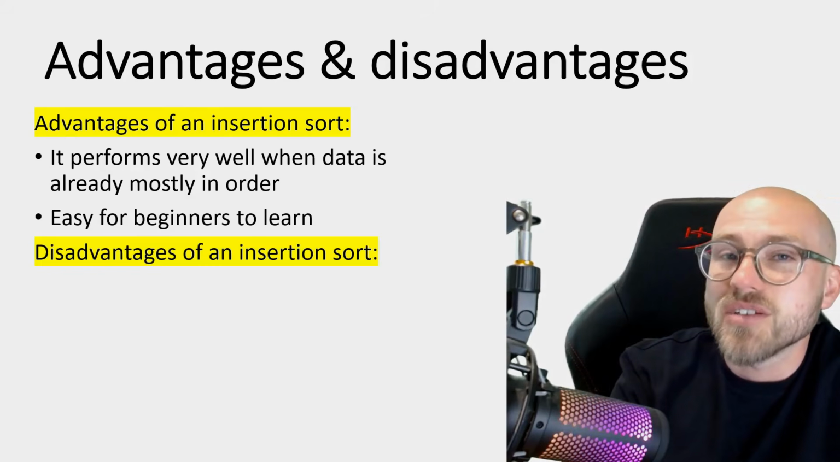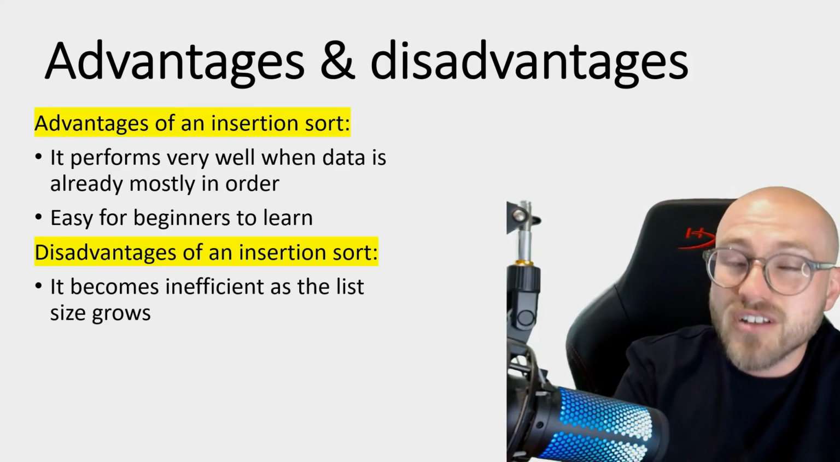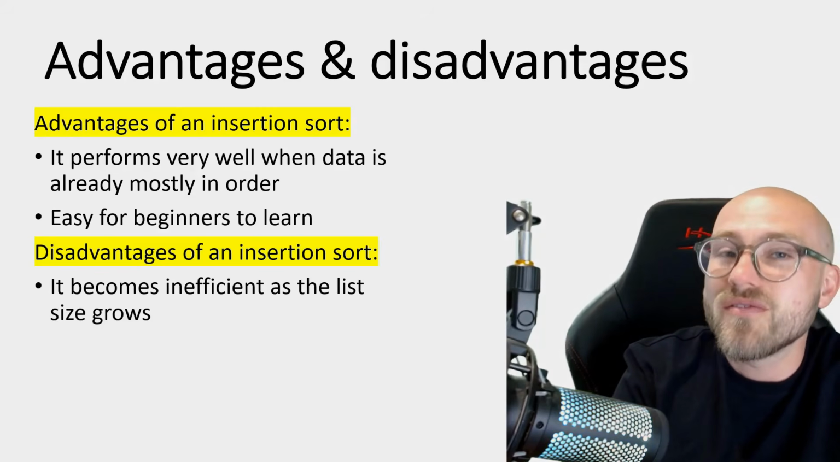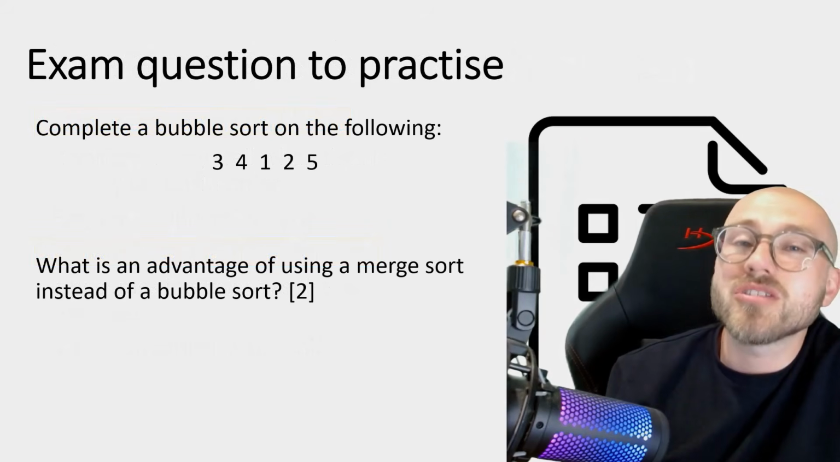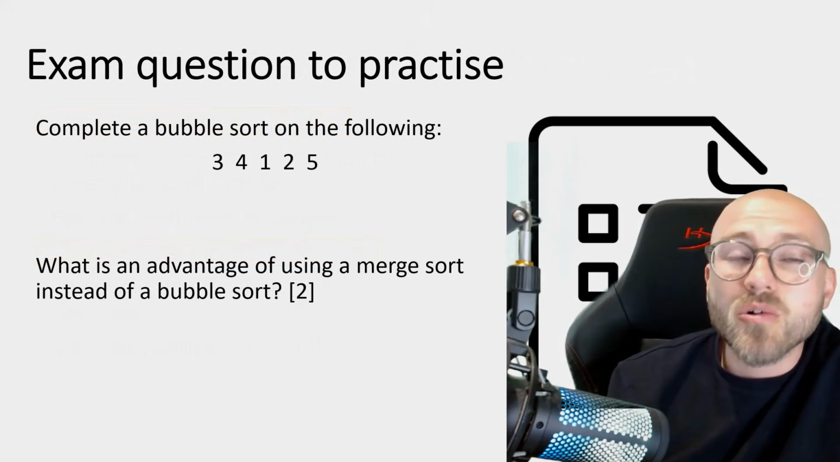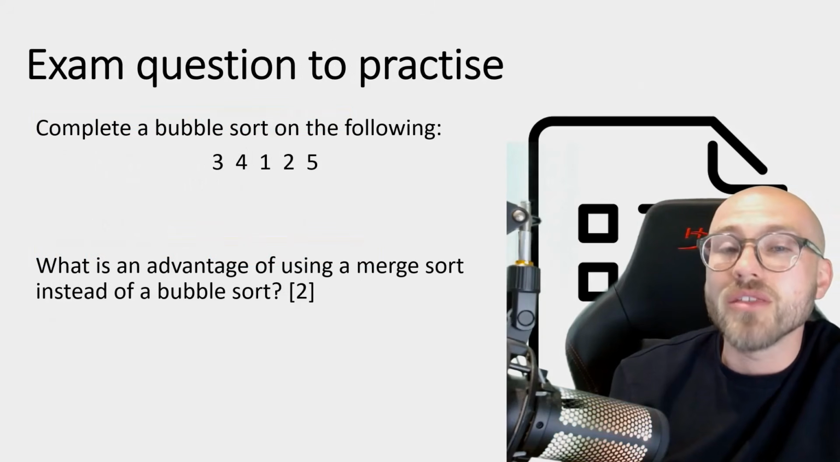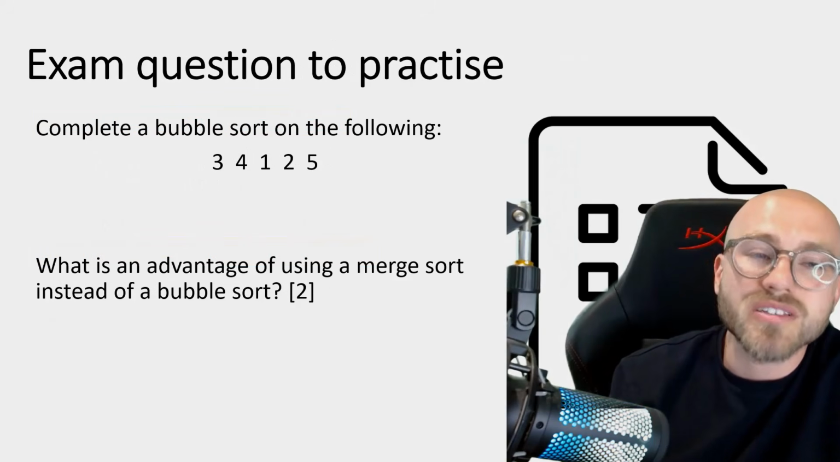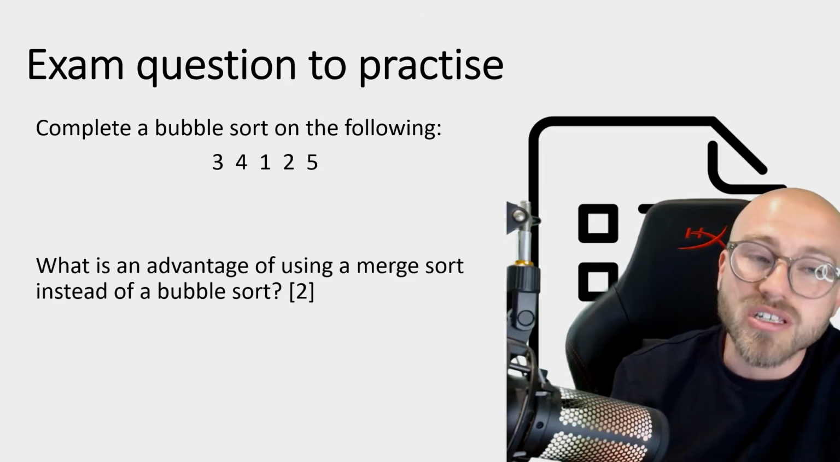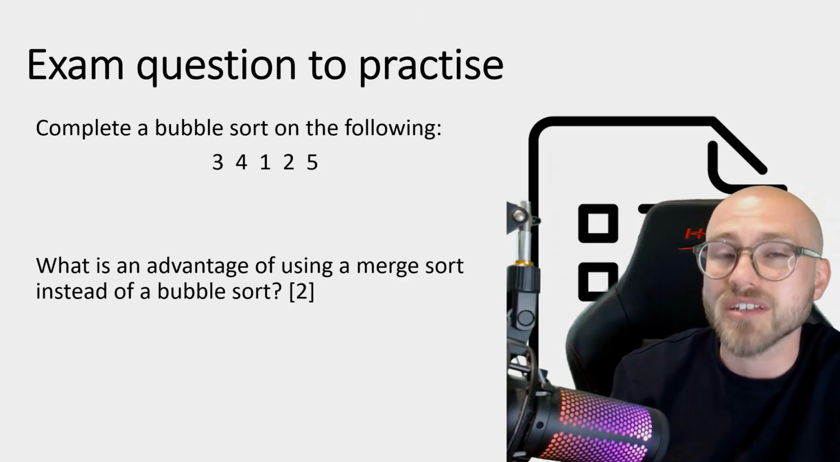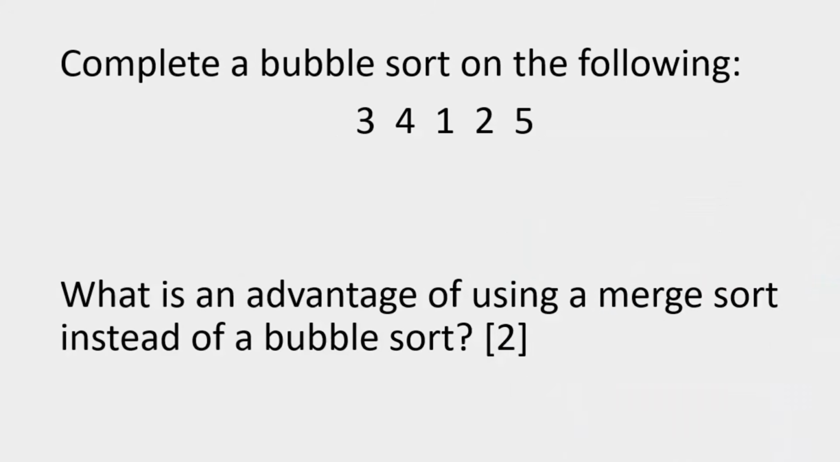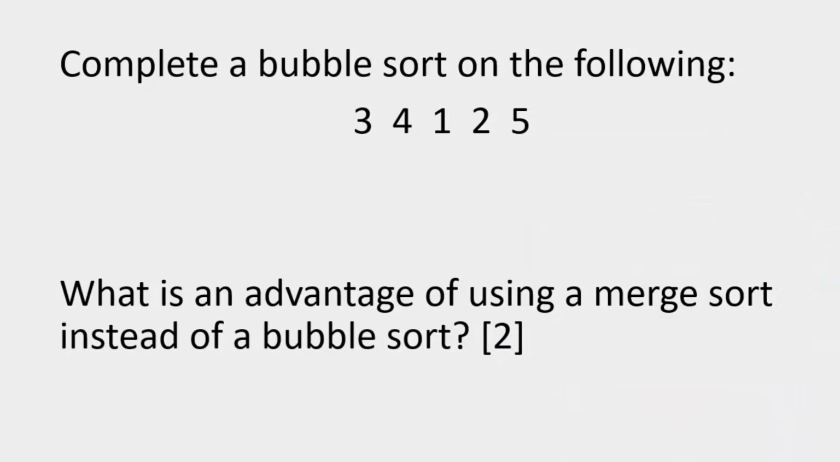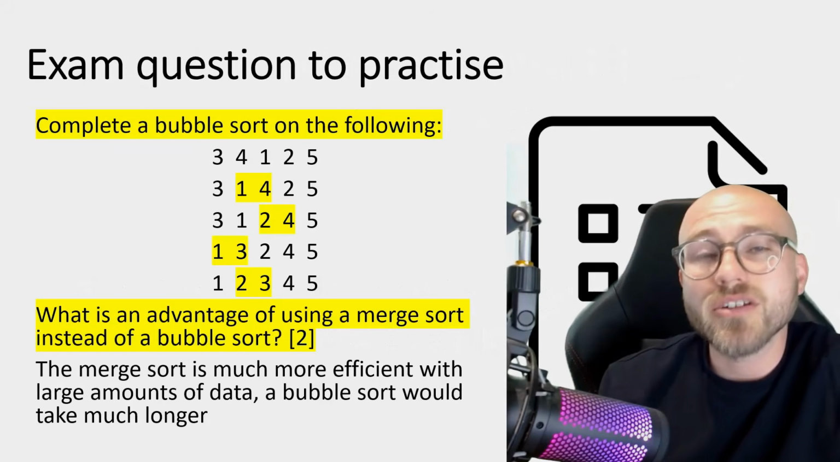Disadvantages of an insertion sort include, if it's got a large list, it will start to become inefficient and slow down. We've got some questions to practice then on this topic. So question 1, complete a bubble sort on the following. And the next question is, what is an advantage of using a merge sort instead of a bubble sort? So you'll have to compare the two. Okay, let's go through the answers then.